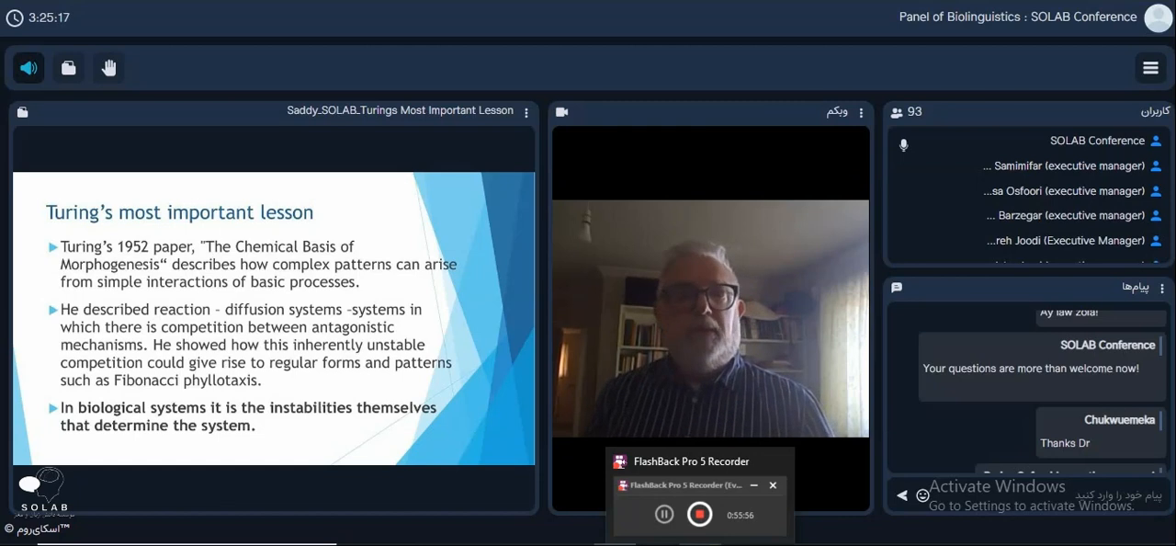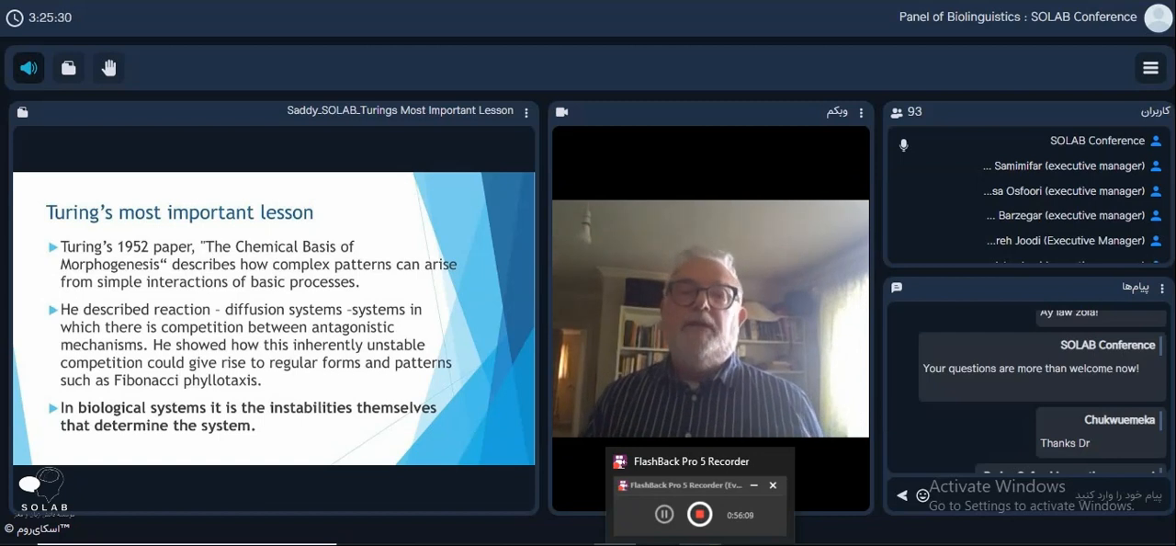The important lesson is that in biological systems, and actually in some physical systems, it's the instabilities themselves that determine the system. So in fact, our concern with avoiding variability and avoiding instability actually is sort of leading ourselves astray. We need to find ways to embrace these instabilities.